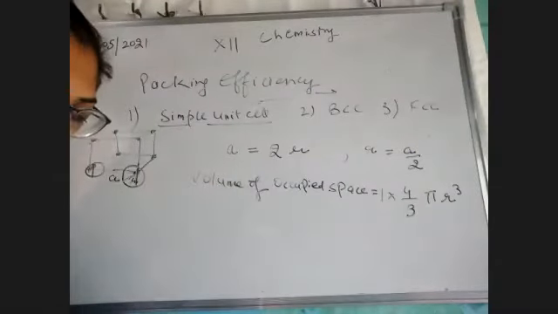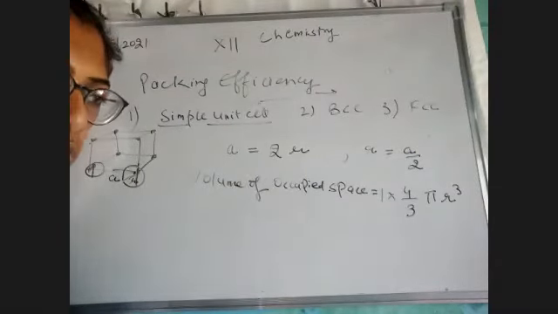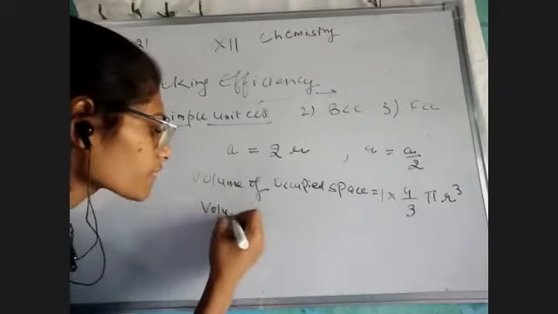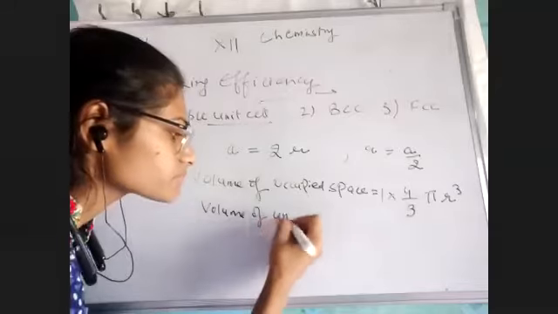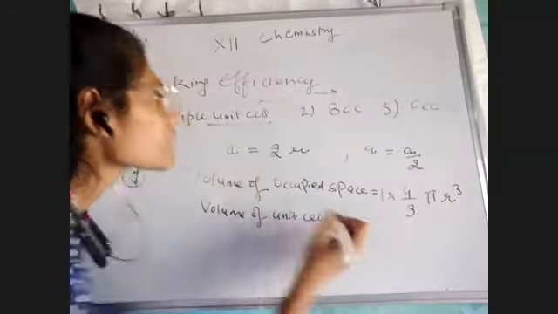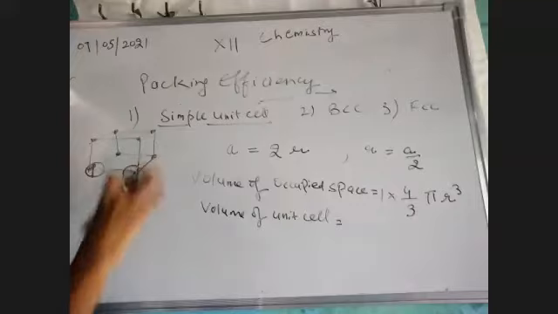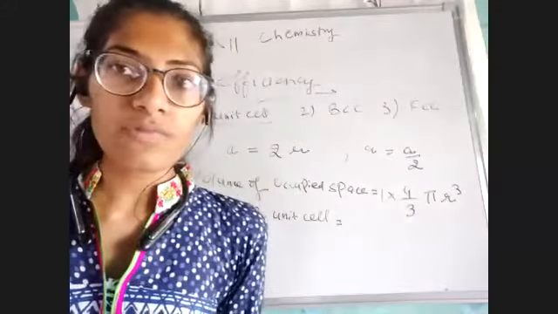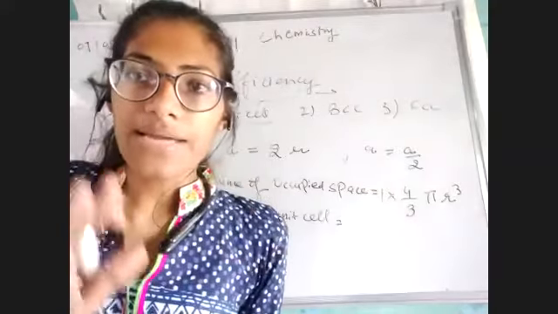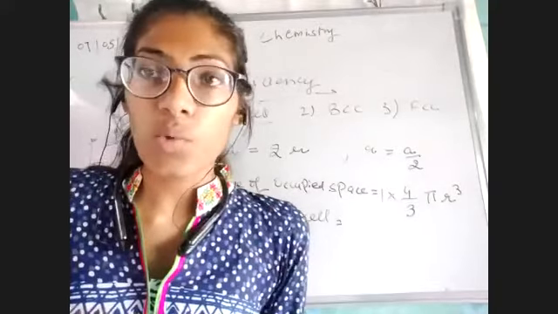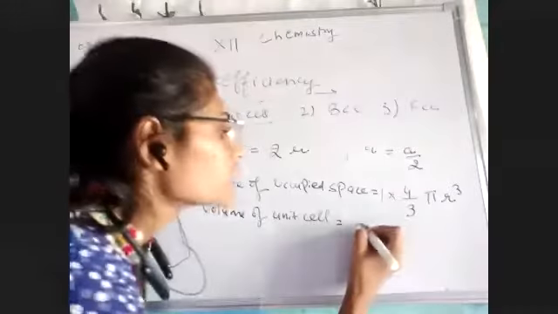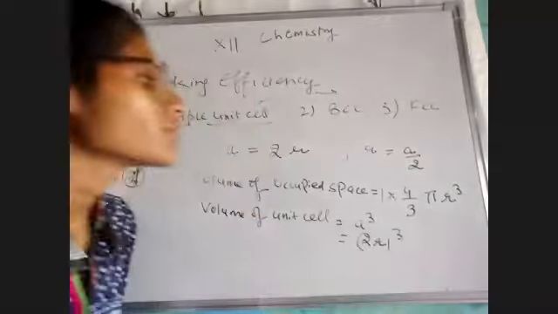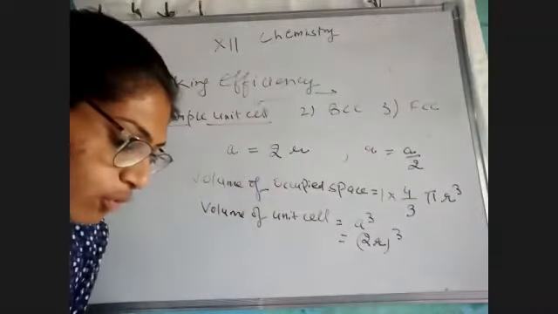In the same way, we can calculate the volume of the complete unit cell. The simple unit cell represents a cube. And what is the formula for the volume of a cube? That is side multiplied by side multiplied by side, that is equal to A cube. And what is A? 2R whole cube. So we have two different types of volumes.